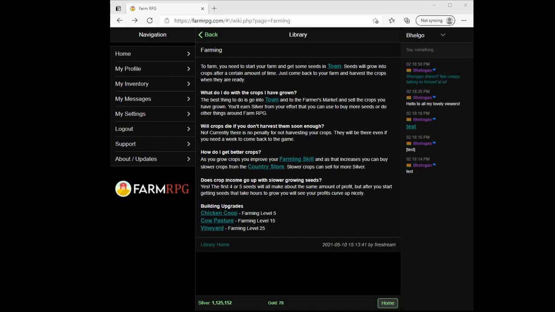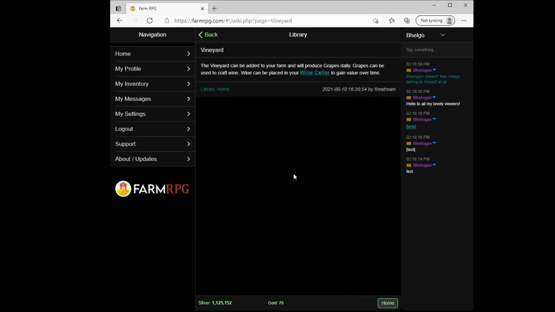To start off with, we're going to look in the game where the vineyard and the wine cellar are. This is in the library in the wiki about farming. Once you hit level 25, you can build the vineyard, and then the vineyard starts producing grapes daily. It costs, I believe, 2,000 to get started with your first grape production, and then it goes up 2,000 from there as an increase for every additional grape you produce daily.